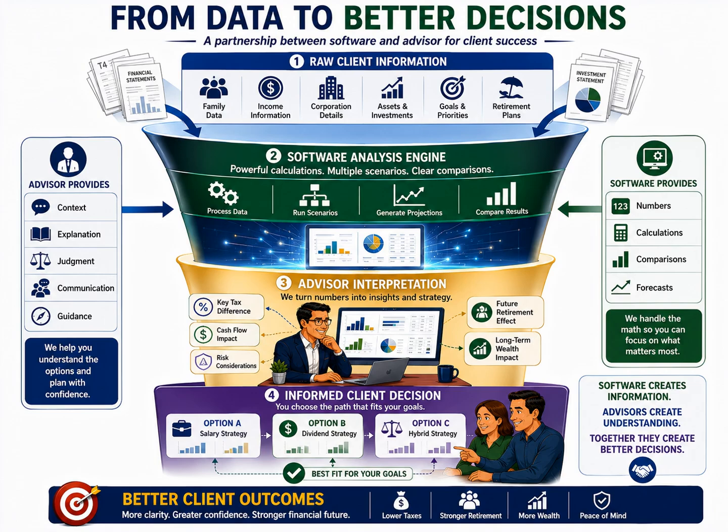At the top of the slide, we see the raw client information entering the process. This includes family details, income information, corporate data, investments, personal goals, and retirement plans. These are the raw ingredients of planning. Without accurate information, even the most sophisticated software cannot produce useful results.